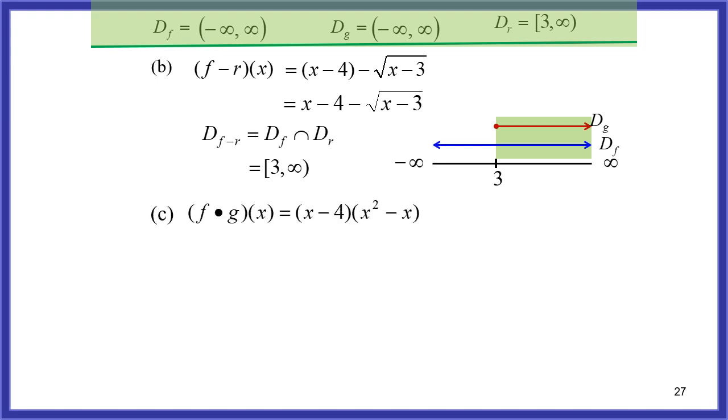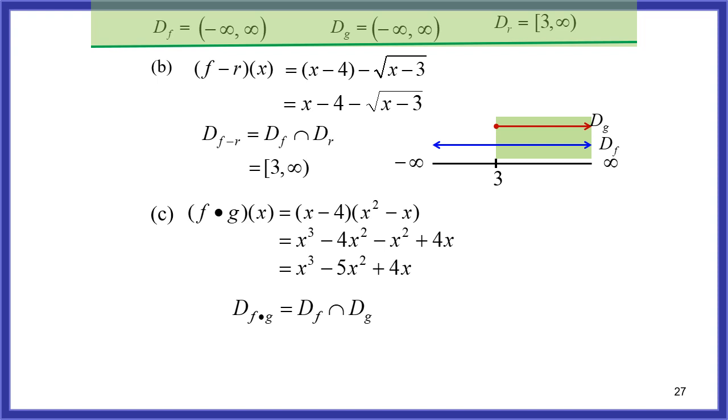Okay, the next one, for f multiplied by g function, so x minus 4 multiplied with x squared minus x function. So we have x cubed minus 4x squared minus x squared plus 4x, which will be x cubed minus 5x squared plus 4x. So what is the domain for this function? f multiplied by g will be the same, the intersection between the domain of f and g, which we found out already in part A. So the answer should be negative infinity to infinity.